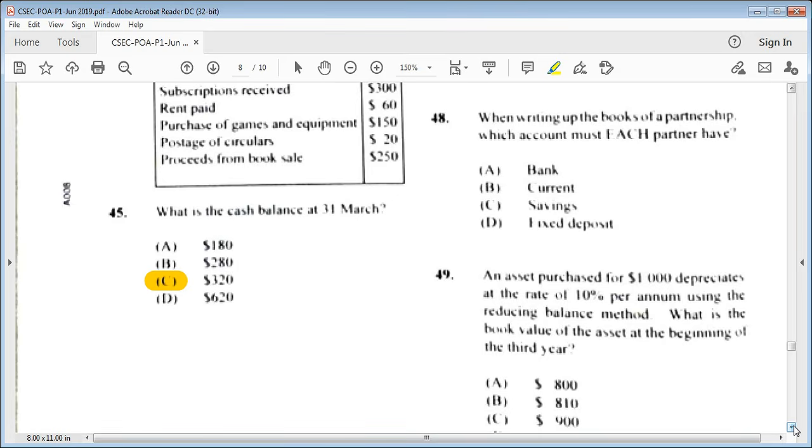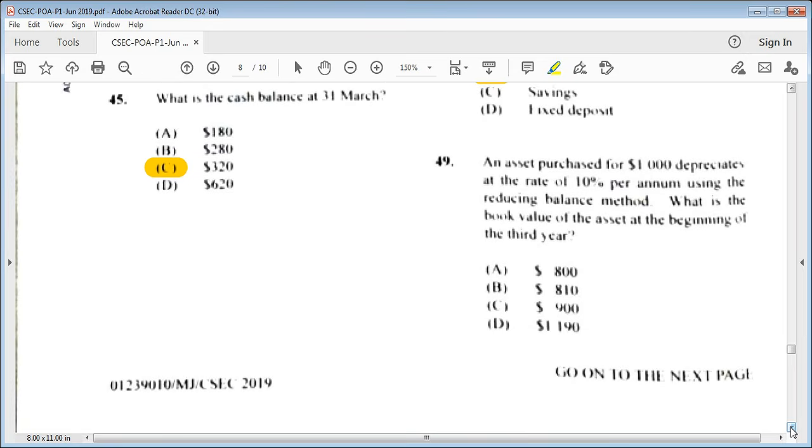48. When writing up the books of a partnership, which account must each partner have? A. Bank. B. Current. C. Savings. D. Fixed deposit. We know each must have a current account. So let's move on to 49.